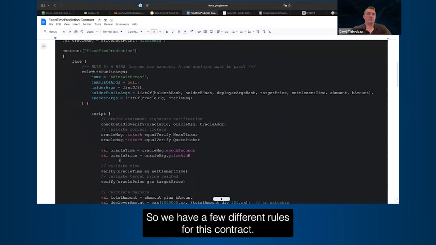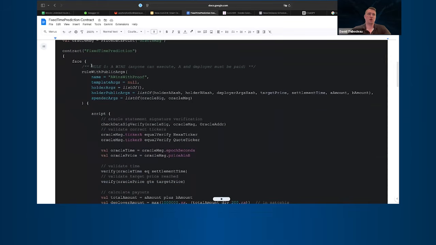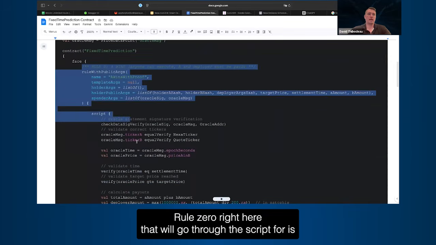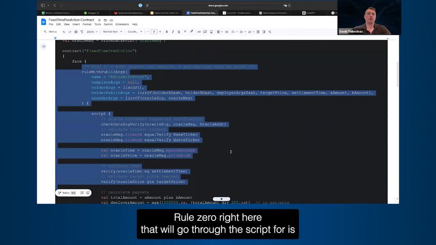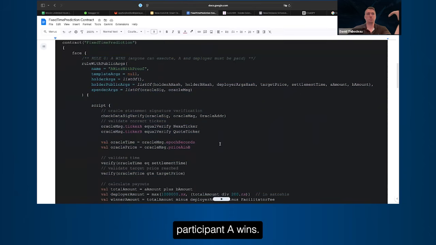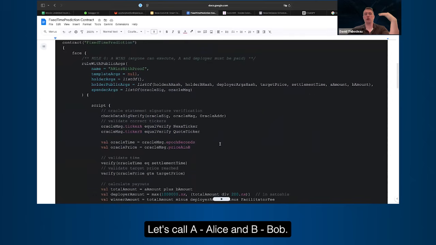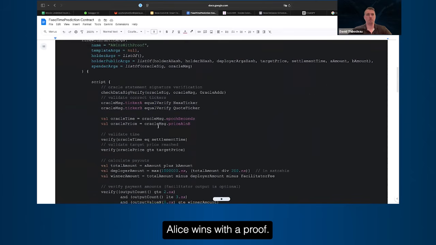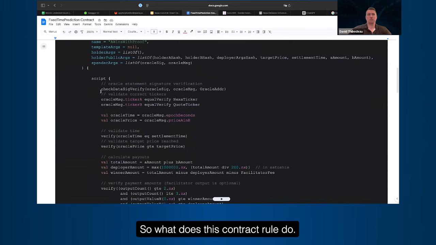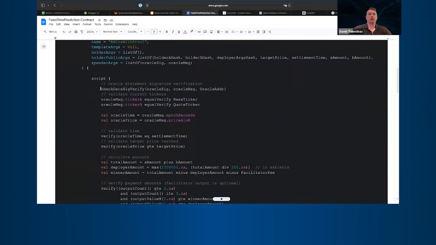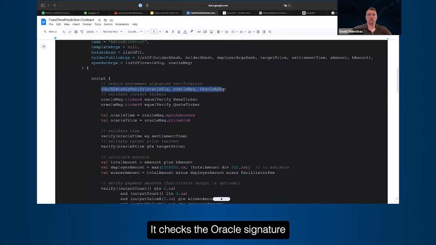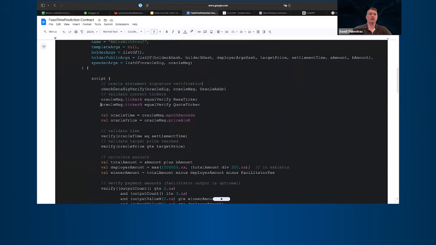So we have a few different rules for this contract. Rule zero right here that we'll go through the script for is participant A wins. Let's call A Alice and B Bob. Alice wins with a proof. So what does this contract rule do? It checks the Oracle signature against the Oracle data that was provided.